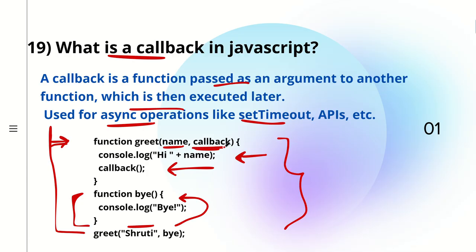So this callback function will come here once your console.log is giving you the result. Once everything is executed, then later this function will be executed. Which function? The callback function. What is the callback function here? Bye is the callback function. So this callback function is going to get executed later.